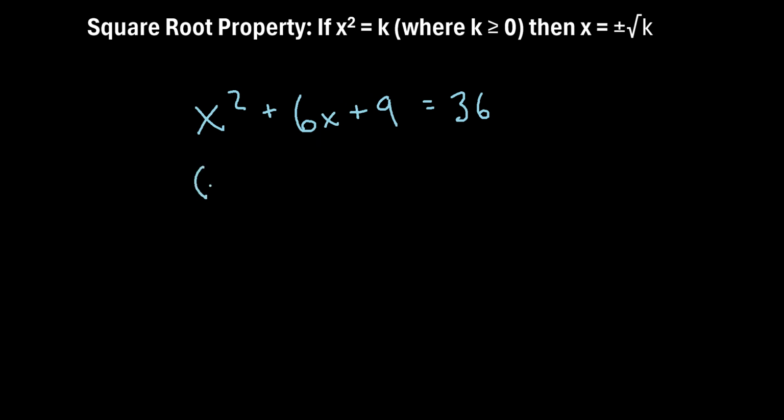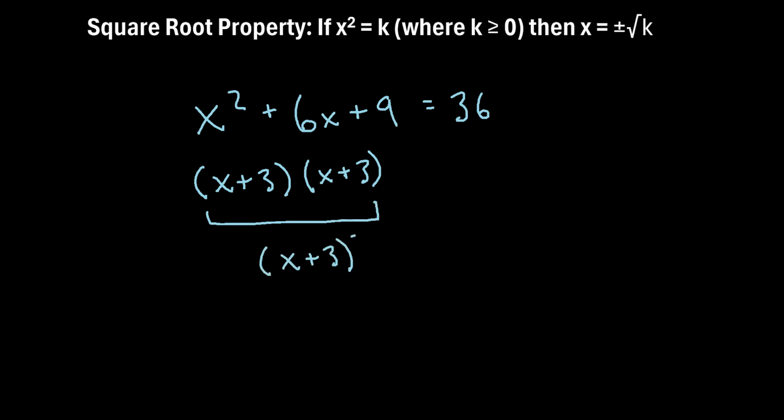So we can write this as x plus 3 times x plus 3. That's how we can factor this original trinomial. And what we'll notice is that we have two x plus 3's. So really, this is the same as x plus 3 squared. So we have x plus 3 squared is equal to 36.